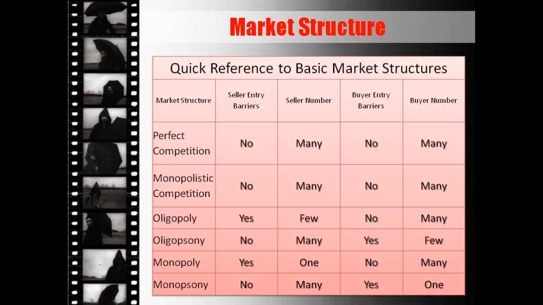And please look at the next market structure, which is monopolistic competition. There is no barrier for seller entry, and there are many sellers in this market. There is no barrier for the buyer entry, and there are many buyers in this market as well.